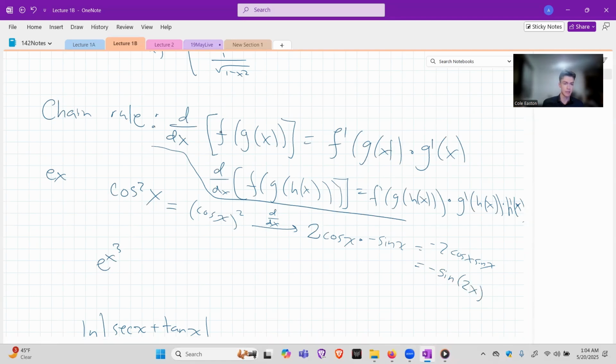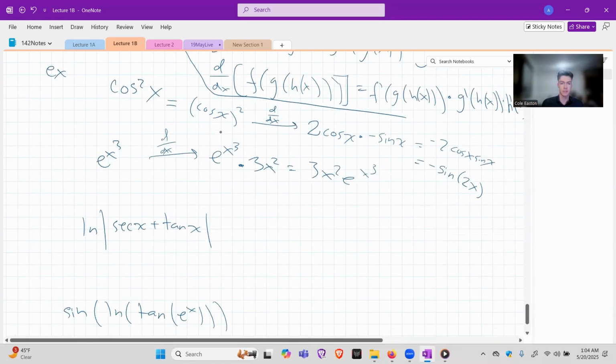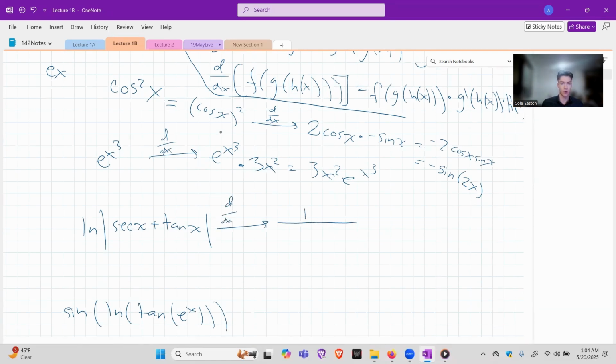Okay, e to the x cubed. So derivative of e to the something is just e to that same thing. And then we have to multiply by the derivative of x cubed. So that's times 3x squared. And it might be more conventional to write it like this. Okay, ln of secant x plus tangent of x. So derivative of ln of something is 1 over that something. So 1 over secant x plus tangent of x times the derivative of what's inside.